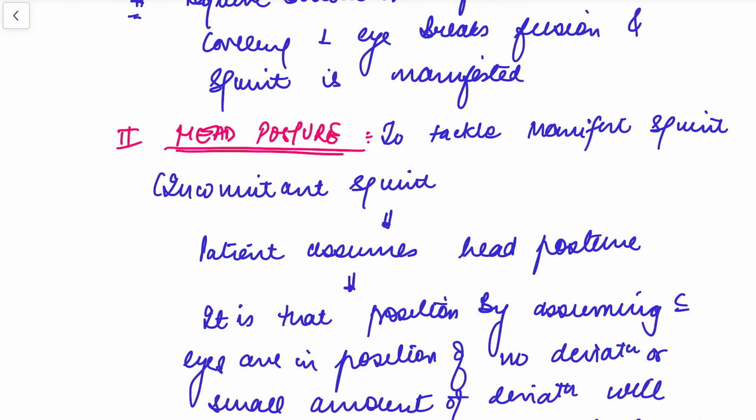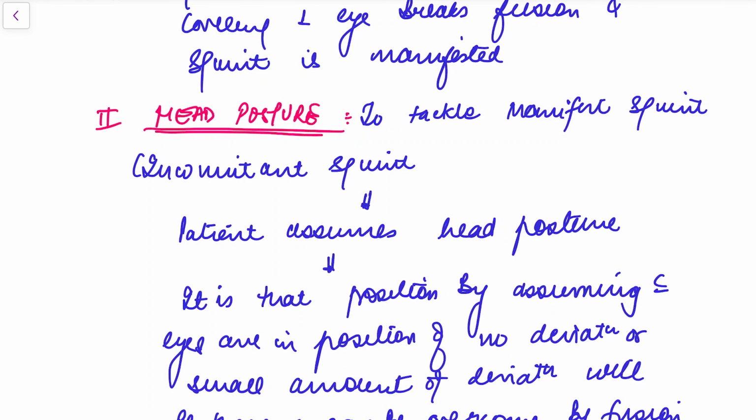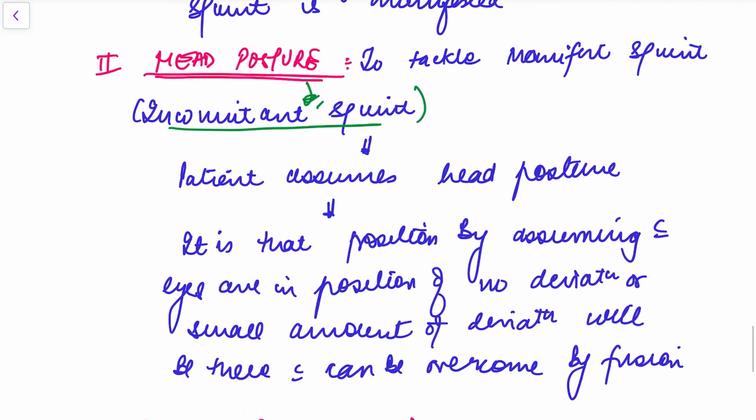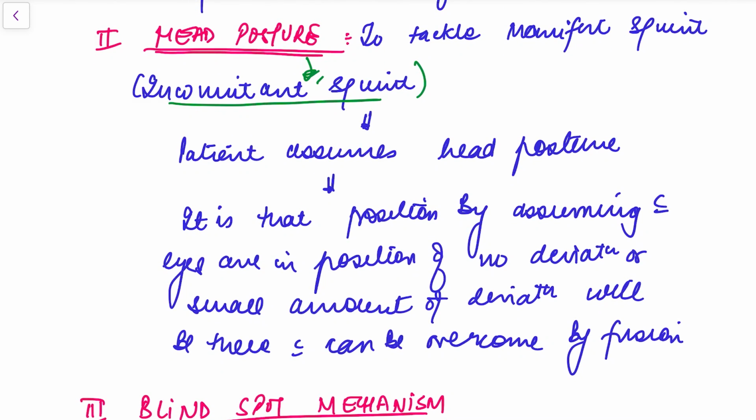Now second is head posture. Head posture is to tackle the manifest squint, that is the incompetent squint. The head posture is mainly present in incompetent squints. So for that, the patient will assume a head posture. By assuming this head posture, the eye will be in a position where there is no deviation, or a small amount of deviation, which can be overcome by the fusion. So what does it mean?